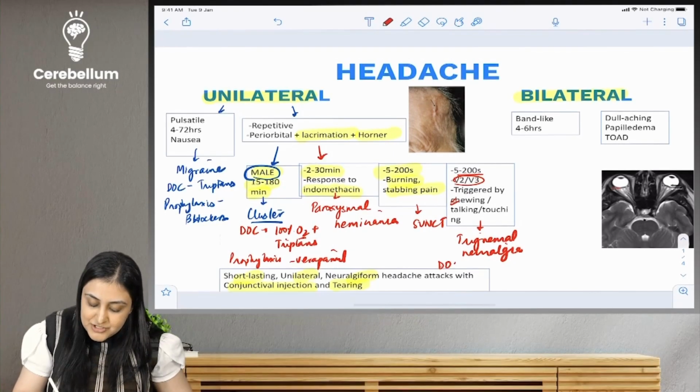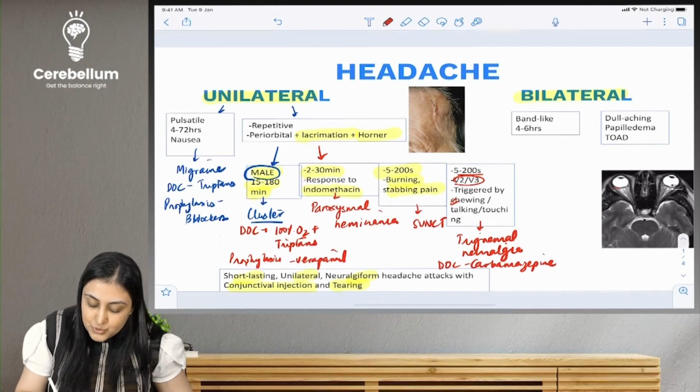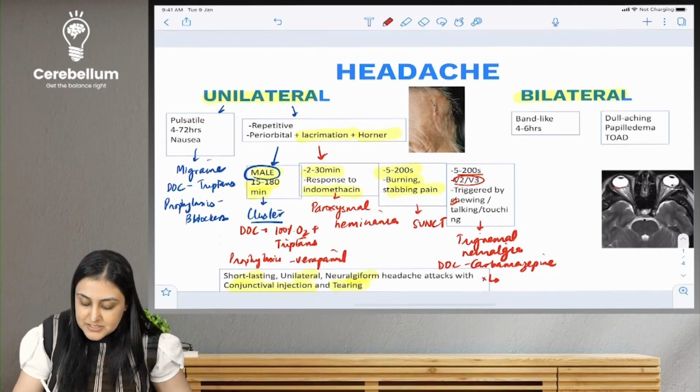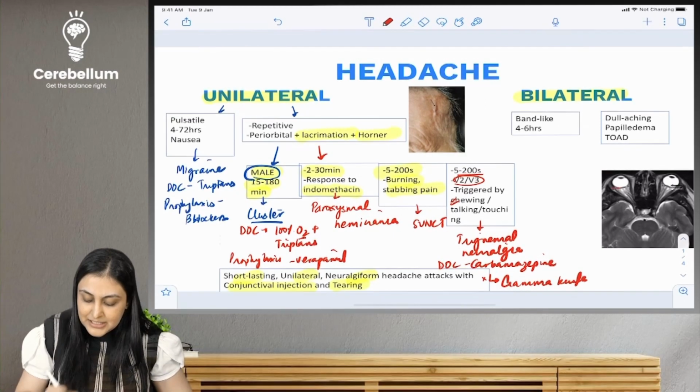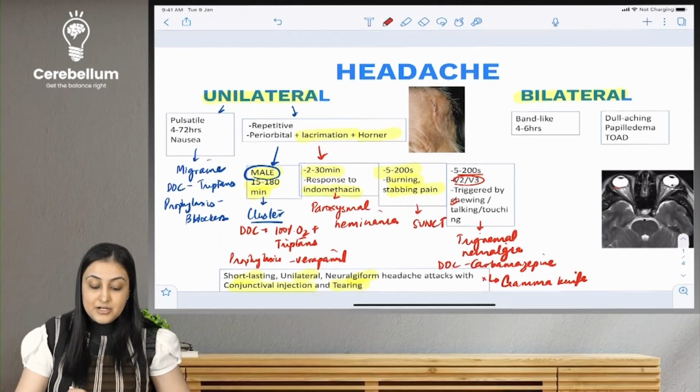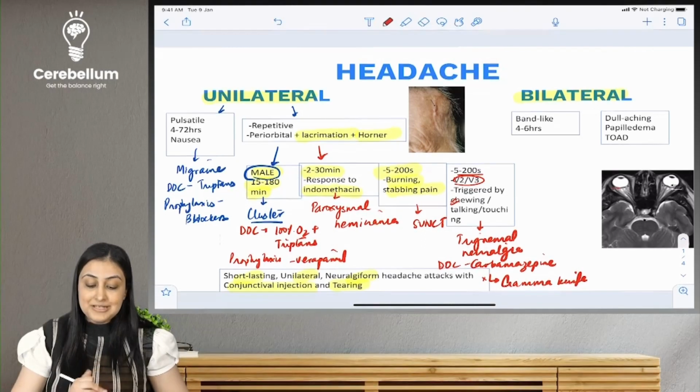Drug of choice for trigeminal neuralgia, very important, carbamazepine. One more extra edge question, if it doesn't respond to carbamazepine, we try gamma knife. Remember, stereotactic radiosurgery, gamma knife. So this is how we are approaching this repetitive unilateral headache.